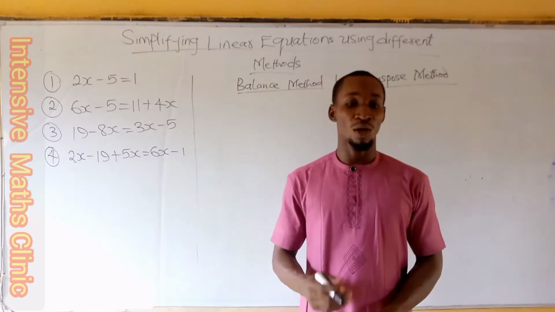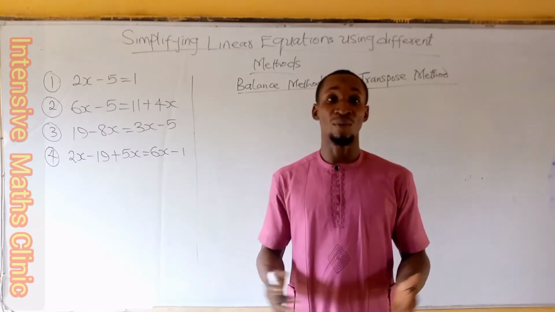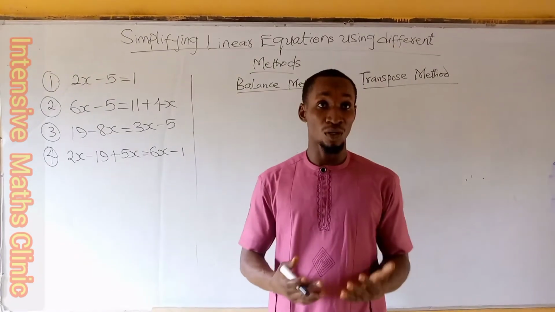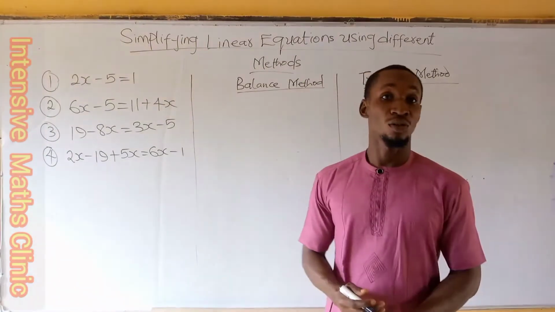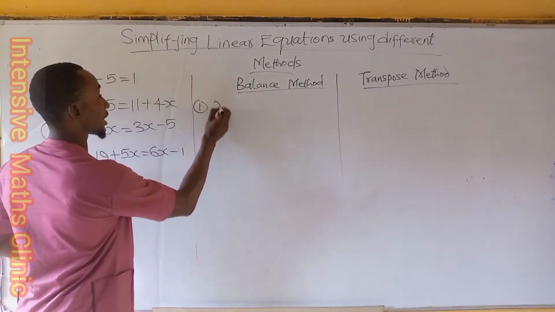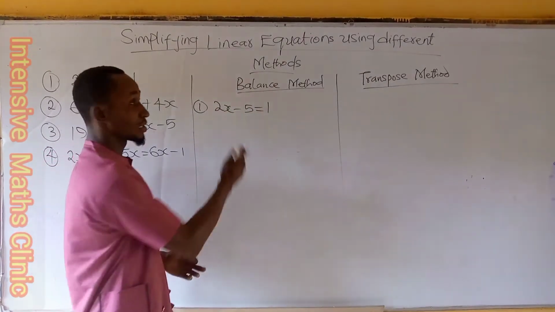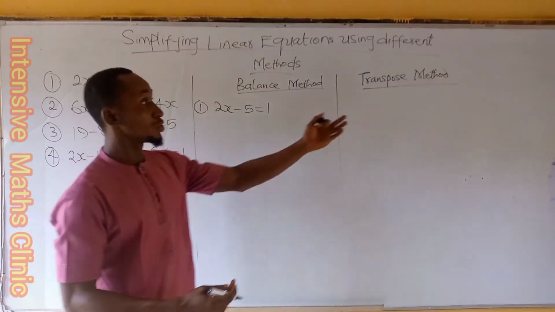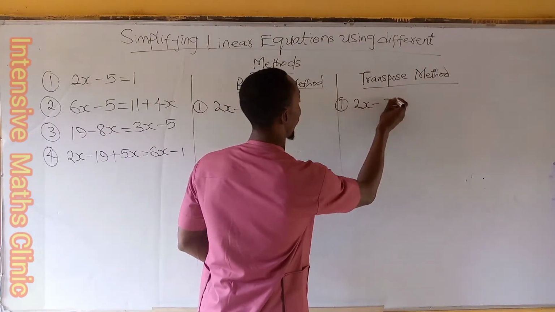In this tutorial, we are going to talk about simplification of linear equations using different methods. Let's consider the examples on the board. Here we will use different methods to approach each of the equations. The first question is this: 2x minus 5 equals 1. We are using the balance method and also the transpose method for this problem.